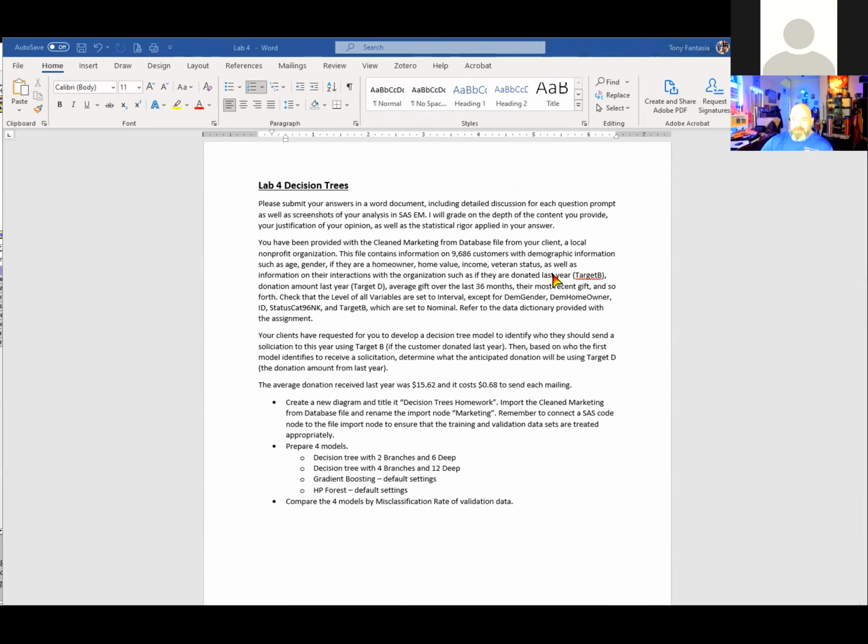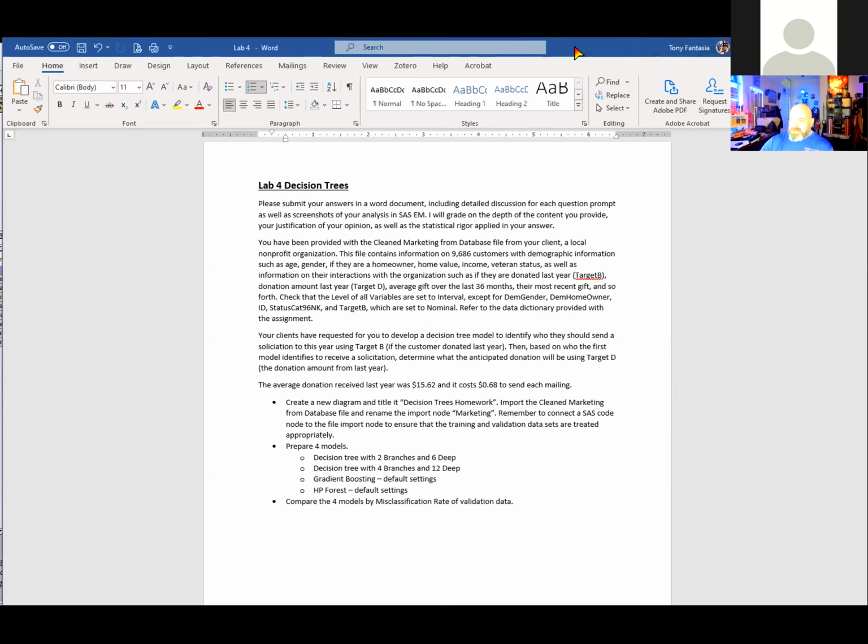Local nonprofit, they list out, we've got 2 targets. Donations last year and amount donated last year. Average gift over the last 36 months, most recent gift, so forth. They want us to check that the level of all variables are interval, and then we have dim gender, dim homeowner, ID, status cat 96NK, and target B all set to nominal.